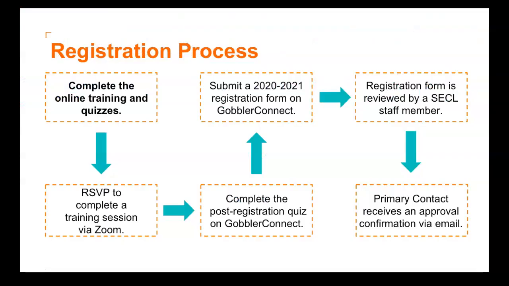The following is an overview of the registration process. You are on the first step, to complete the online training and quizzes. After you complete all 3 modules, you can move on to RSVP to a training session on Gobbler Connect that will be held via Zoom. Once you RSVP, you will be contacted with the link to the Zoom session.